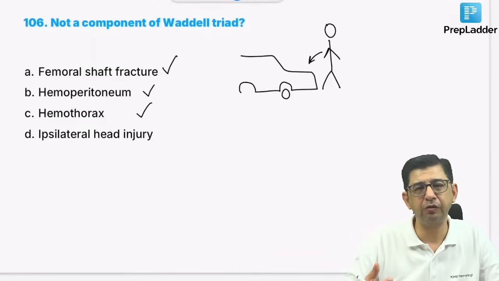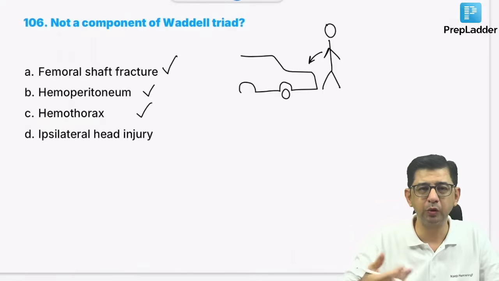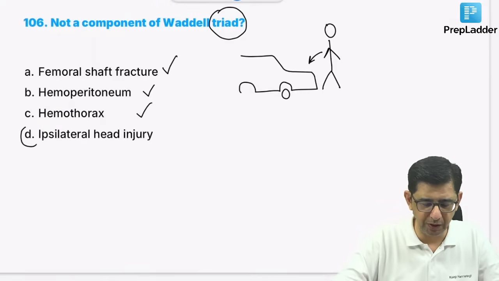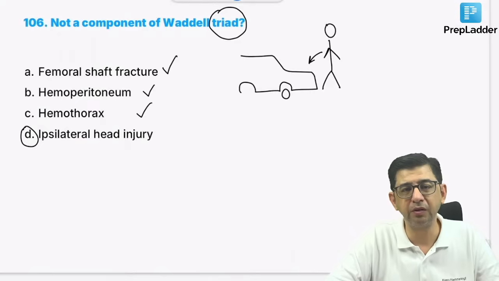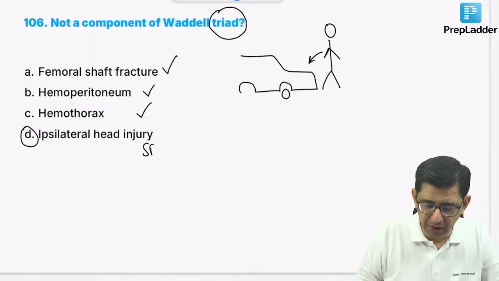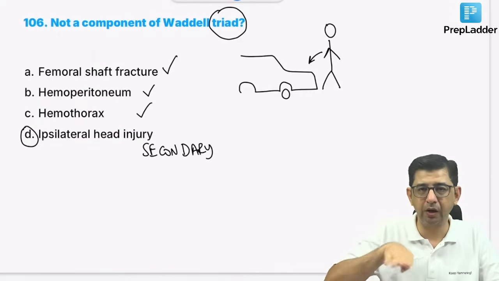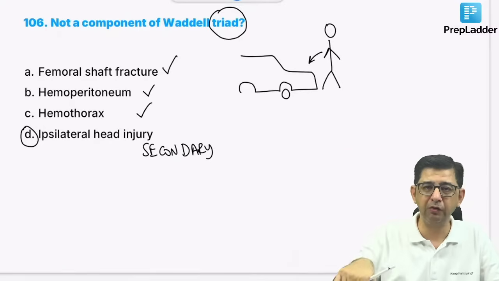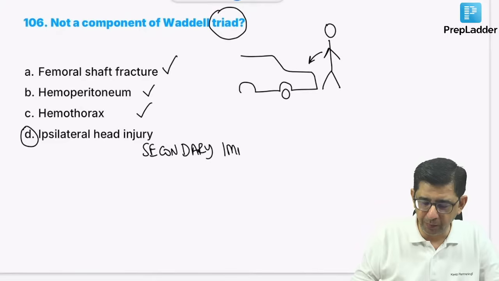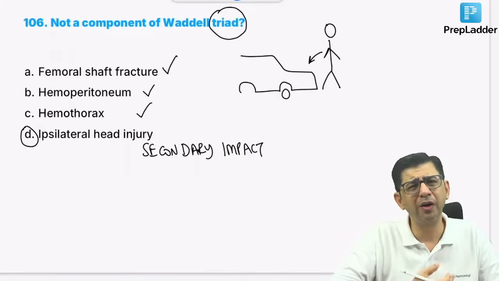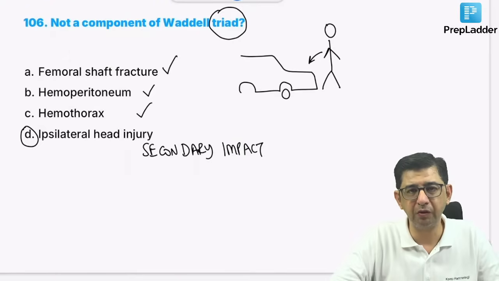Usually when the person falls, though he can roll over as well, most of the time it's a triad only. In the triad, these three manifestations are present, and not a component is an ipsilateral head injury. A head injury would be with respect to a secondary impact, because when this person is hit by the car and lifted into the air, and then falls, the secondary impact causes a head injury, and that can usually be contralateral, or it can be ipsilateral, or if he rolls over, it can be present bilaterally.